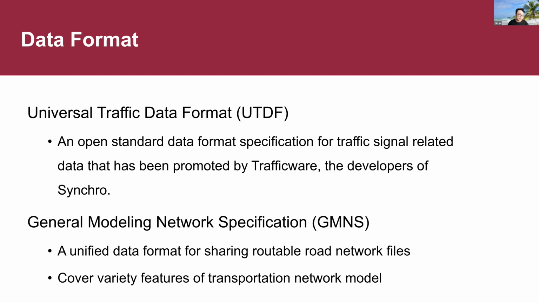The second one is the General Modeling Network Specification. It's a unified data format for sharing routable road network files. Compared with UTDF, it actually covers more variety of features of transportation network models across multiple scopes. Most importantly, it also contains exhaustive traffic signal related information as well.